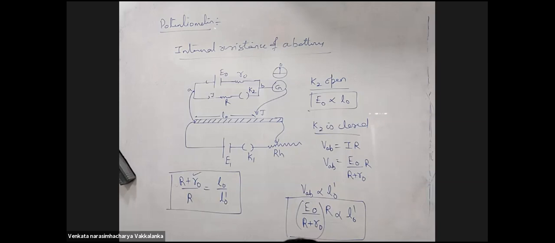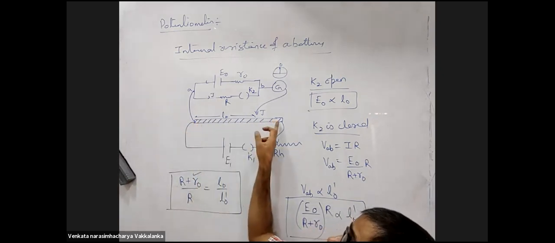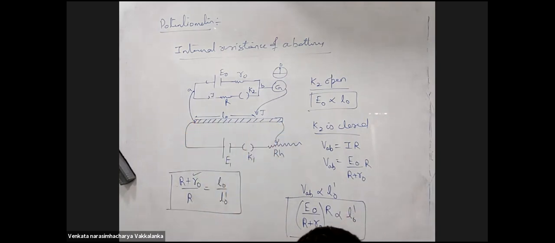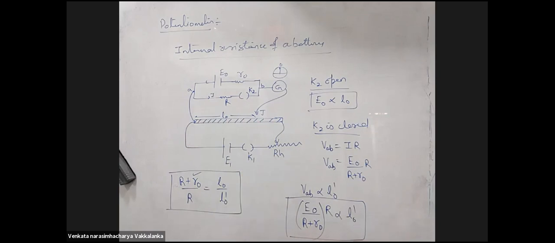Sir, if K1 is open and K2 is closed, we can still find the potential difference across that particular length of the potentiometer, right? Oh, there will be no current in this. When K1 is open, there is no current in the potentiometer, so there is no potential difference. What should I calculate? Potential difference on the potentiometer wire is 0. Current is 0 in this. There is no potential difference at all.